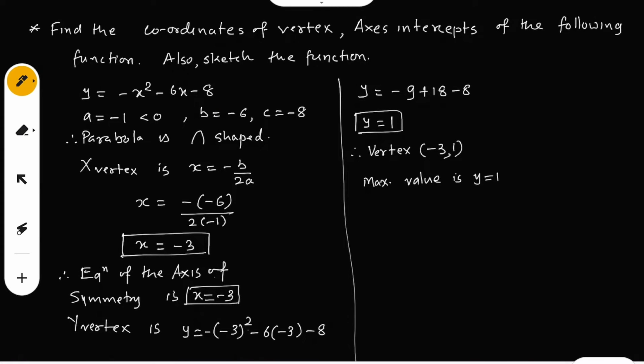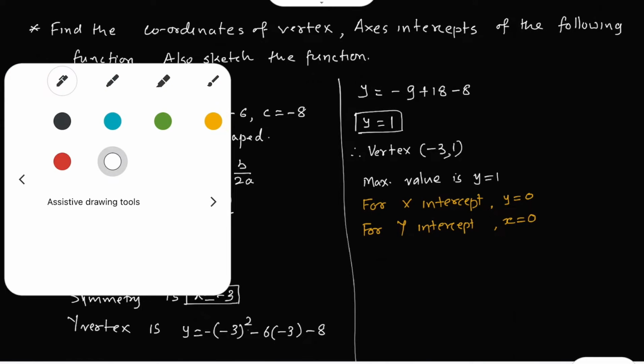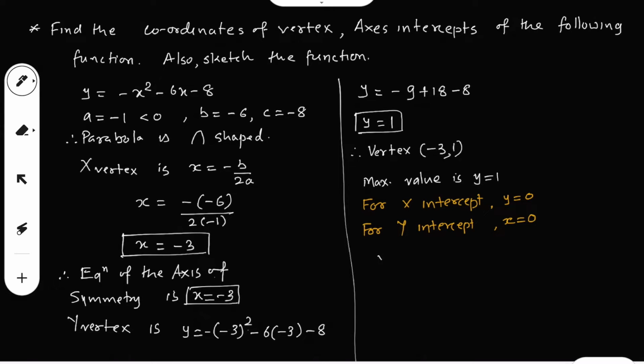Now remember, for any graph, if you want to find the x-intercept, we have to put y equal to 0. And if you are looking for the y-intercept, we have to put x equal to 0. So in this case, the y-intercept would be, if you put x equal to 0, the y-intercept comes out to be minus 8.